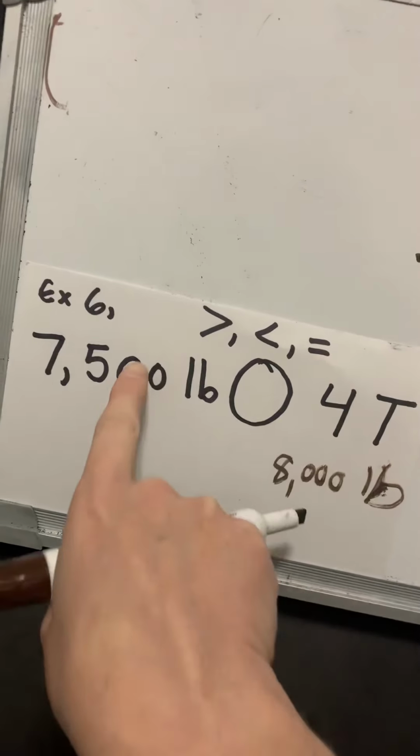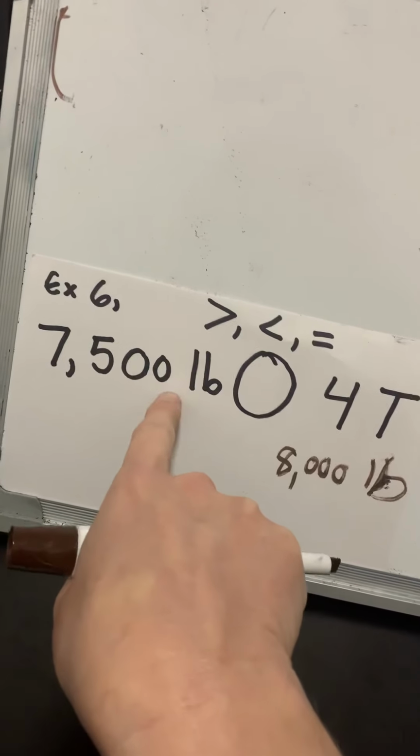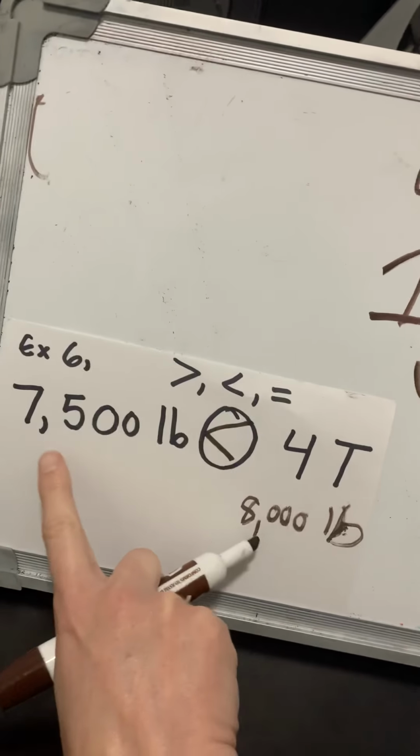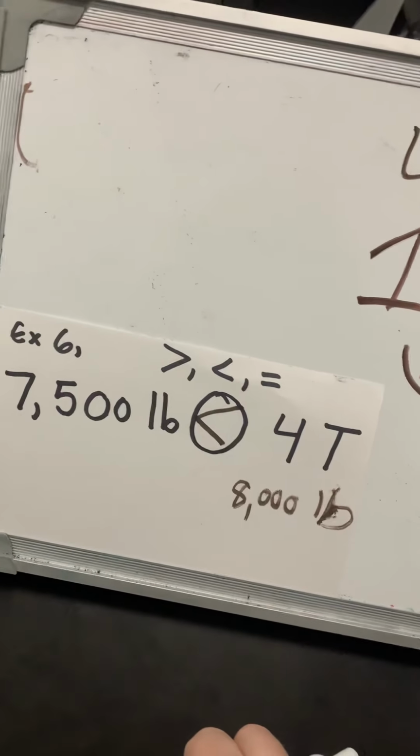That means that 4 tons is greater than 7,500 pounds. So I'm going to write it here. How I'd read it is 7,500 pounds is less than 4 tons.